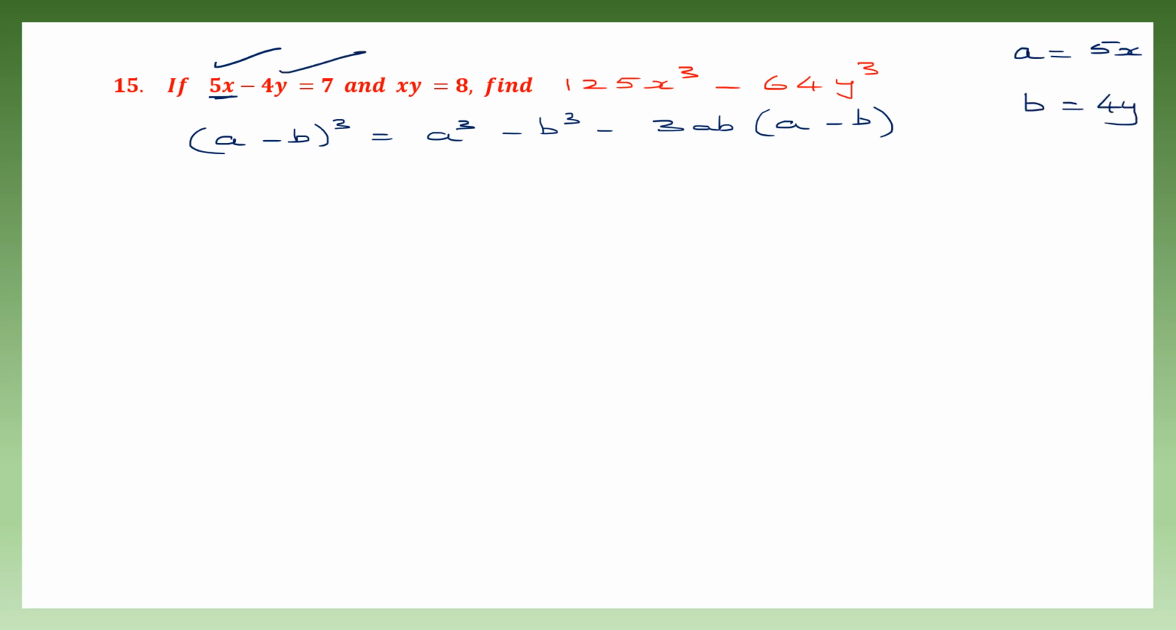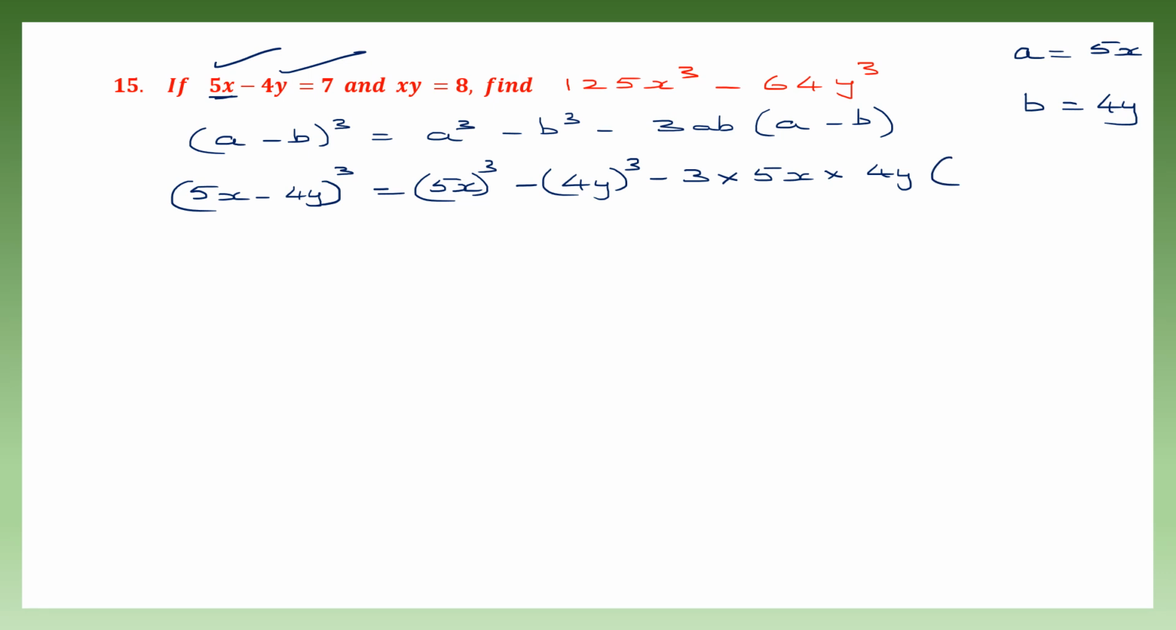This is the second term. So keeping that in mind, let's work this out. 5x minus 4y the whole cube is equal to a cube. A is 5x, so 5x the whole cube, minus b cube, and b is 4y, so 4y the whole cube, minus 3 into a, which is 5x, into b, which is 4y, into a minus b, which is 5x minus 4y.